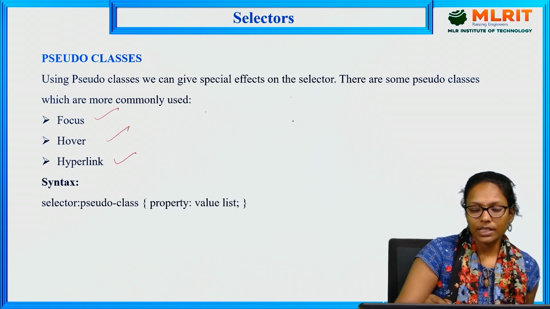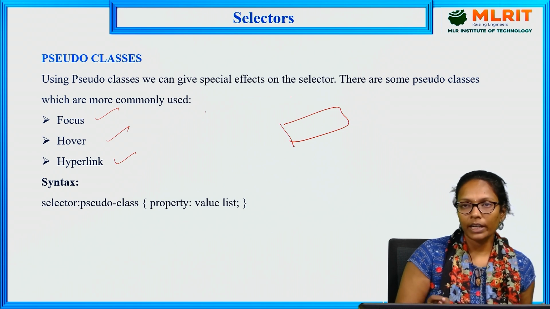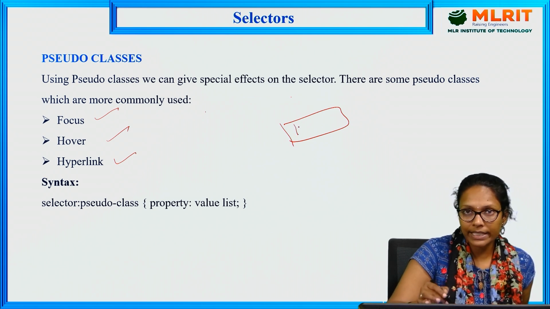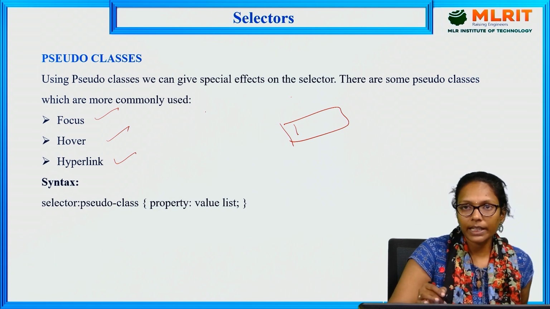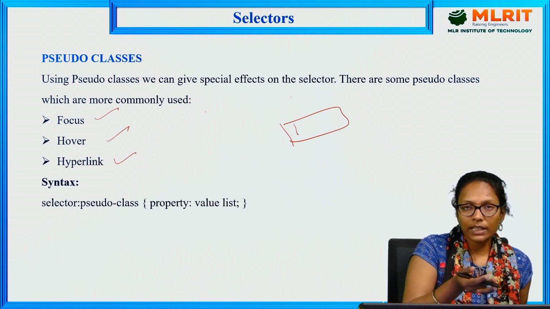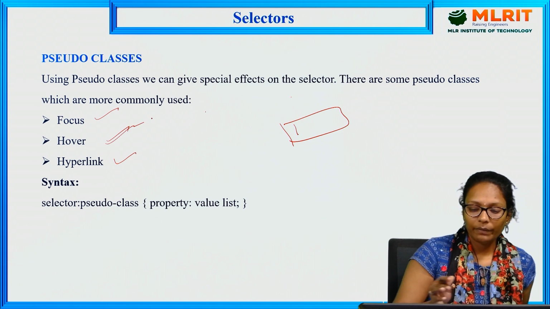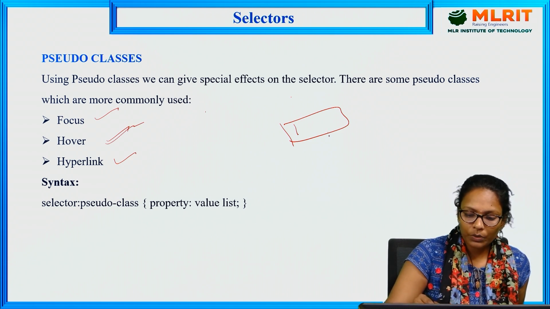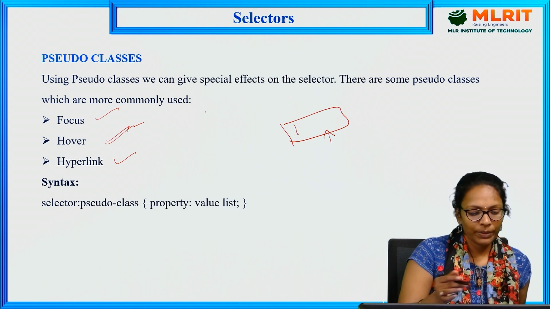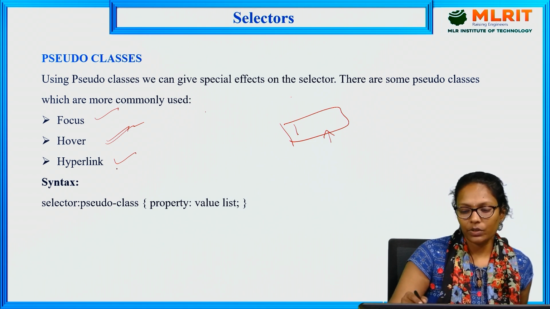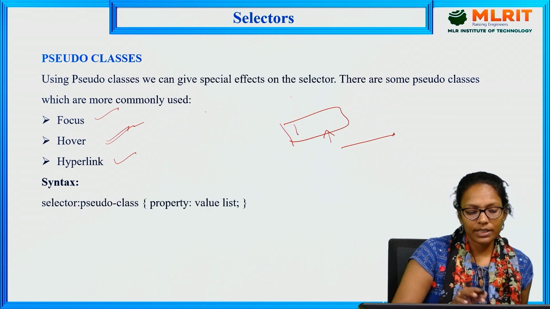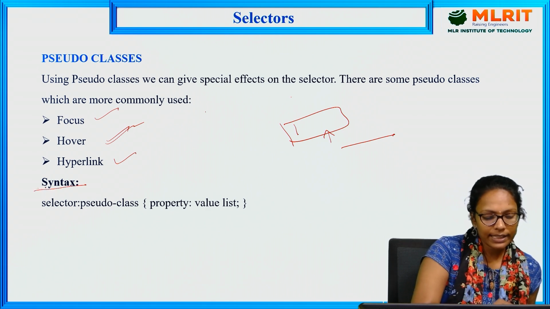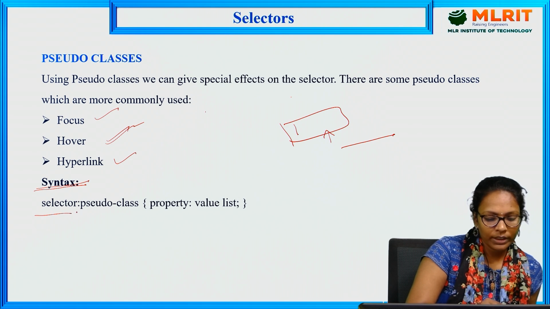Focus in the sense that whenever a particular text field or any form field is gaining the focus, in the sense that I'm placing the cursor inside this text field, that means that particular text field is gaining the focus. So that is nothing but focus. And next is hover. Whenever you place your mouse onto that point, then it is called hover. And hyperlink: you have some hyperlinks, right? Whenever you create a hyperlink, that is nothing but a hyperlink. So now the syntax is selector, colon, pseudo class name.